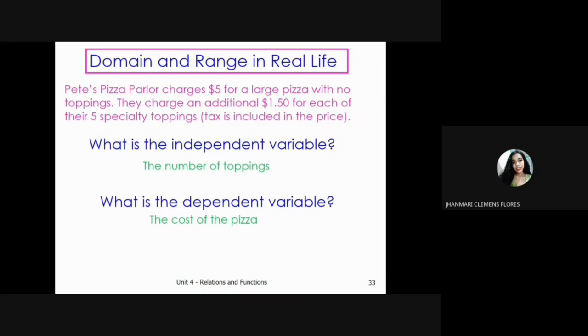This is actually used when you're analyzing prices and stuff like that, when there is a relation between the price of additional toppings, additional drinks, like that. When you're buying a set instead of a la carte in McDonald's, there is domain and range in that as well.